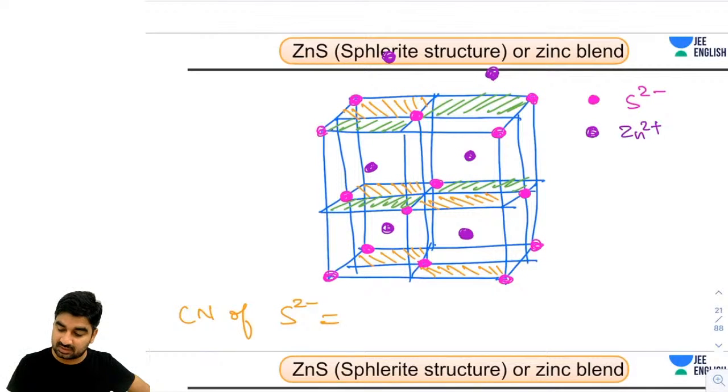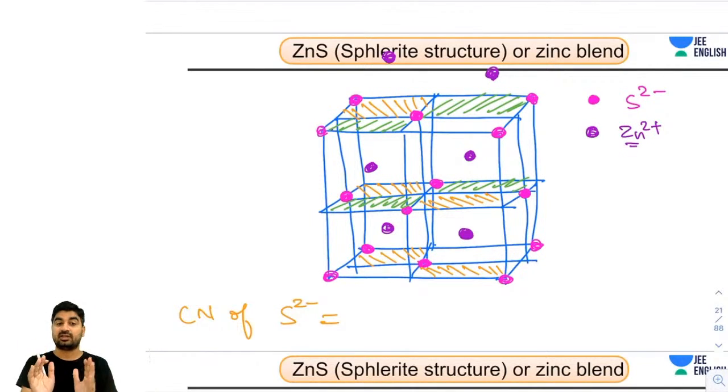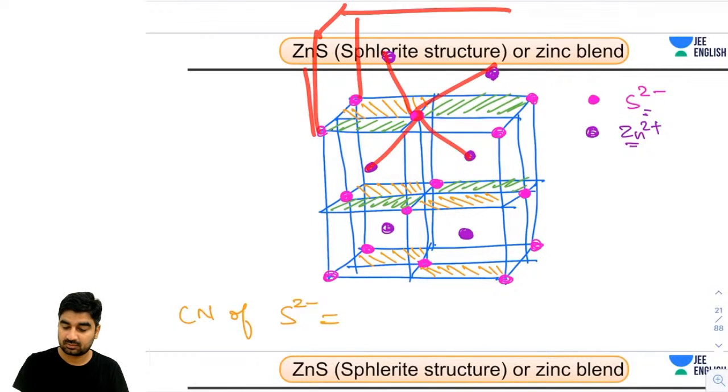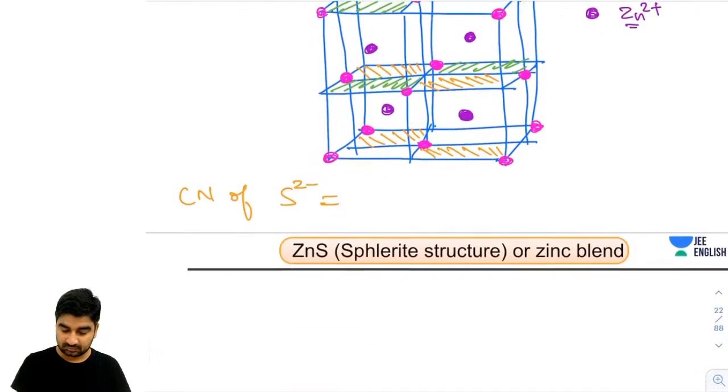So every Zn2+ is present in a tetrahedral void. So Zn2+ will be surrounded by 4 S2-. Now S2- is present where? Suppose I'm taking it at the face center. When I'm taking it at the face center, it will touch 2 atoms below and 2 atoms above because there will be more cubes over there, right? So the coordination number of S2- would be, yes, tell me, 4. So the coordination ratio is 4 is to 4.